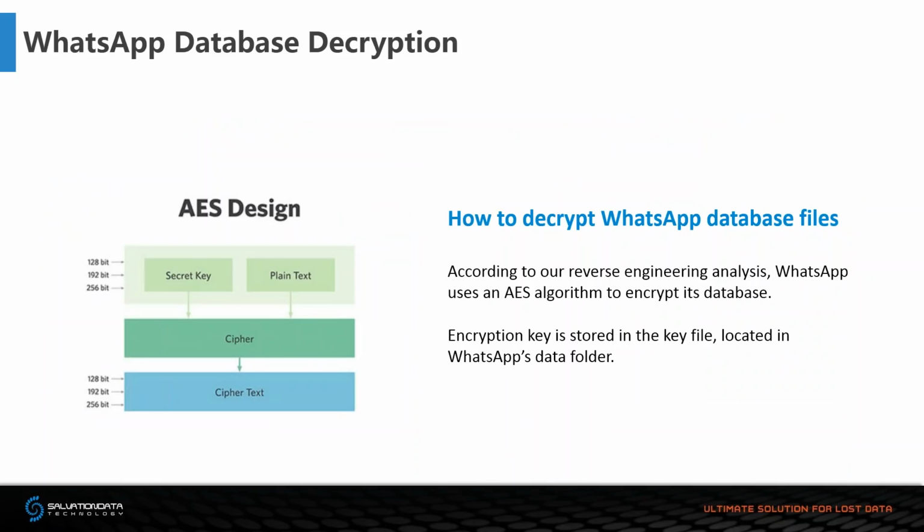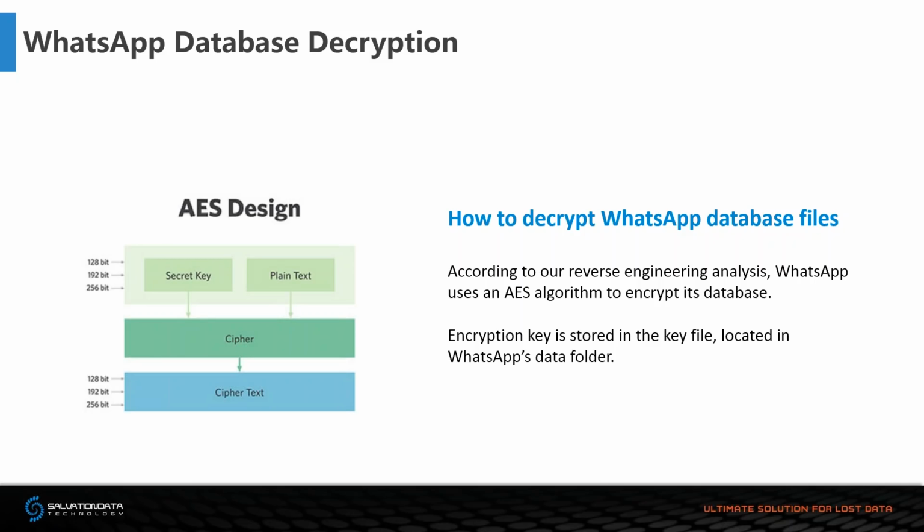So how can we decrypt encrypted WhatsApp databases? First, we must understand how WhatsApp encrypts its data. According to our reverse engineering analysis, WhatsApp uses an AES algorithm to encrypt its databases.